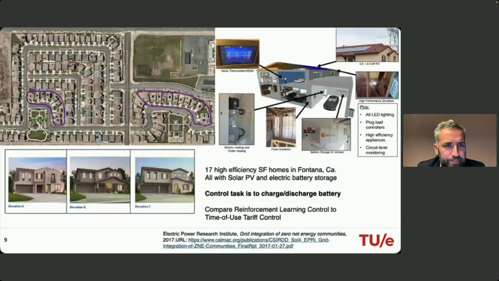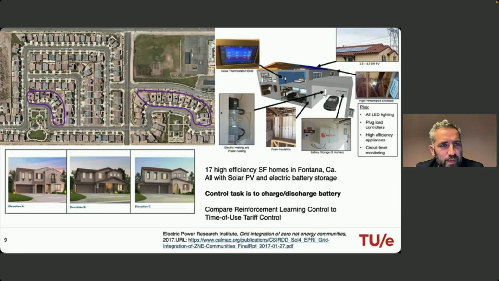And so what we did together with EPRI, the Electric Power Research Institute, we used their data from this case study in Southern California of 17 or so single-family homes, super efficient by US standards, like 10 years ago. All these homes had solar panels and battery storage, so home battery storage. And we had smart meter data, so we knew exactly how they were performing. And so we could simulate and estimate the battery control in these buildings.